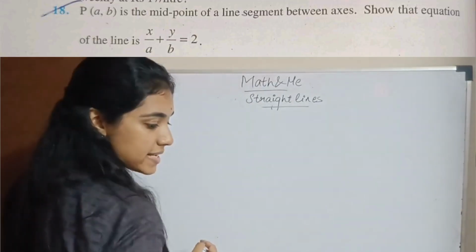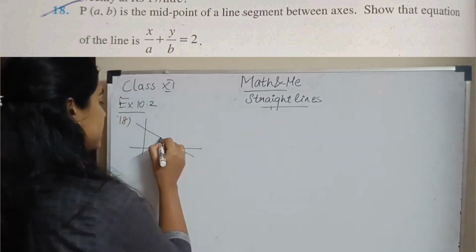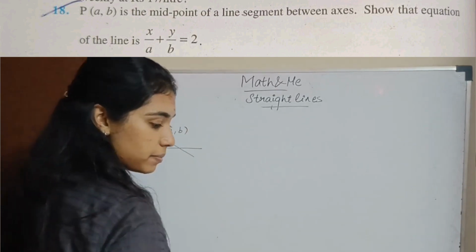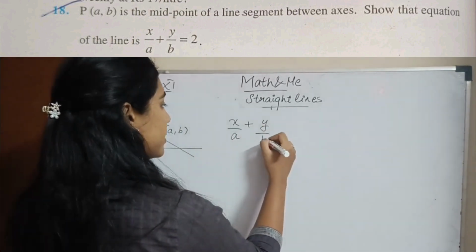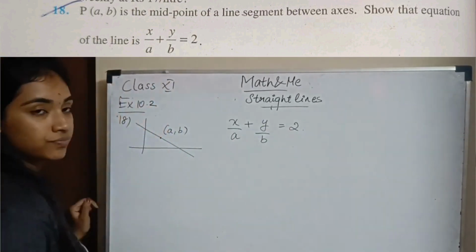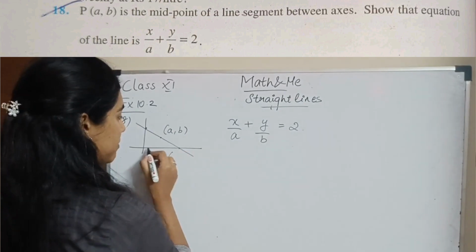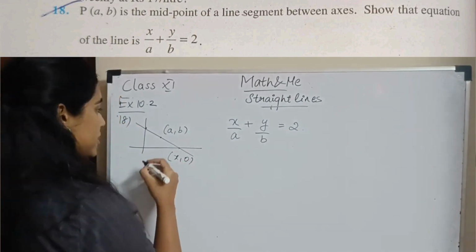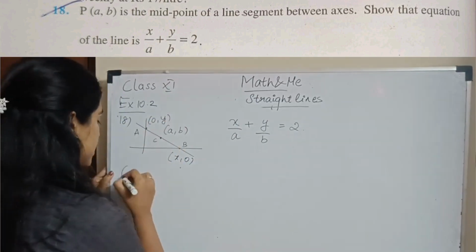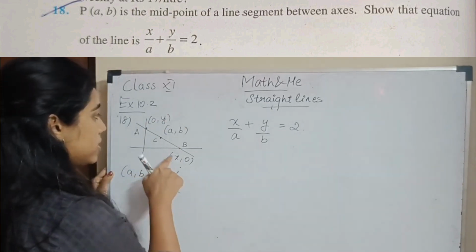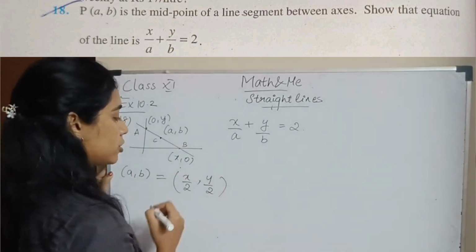Question number 18. AB is the midpoint of the line segment between the axes. So this is the axis and it is given that AB is the midpoint. Show that the equation of the line is x divided by a plus y divided by b equals 2. Okay. So since this is the midpoint, let this point be C. So here we have the value of x and y is 0. So we have x comma 0 and here you have 0 comma y. By using the midpoint form, the coordinate of C is x1 plus x2 by 2, y1 plus y2 by 2.